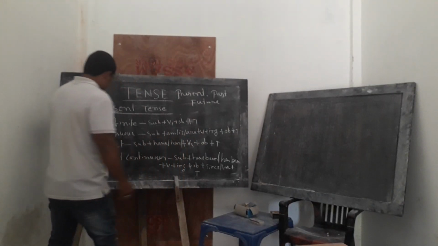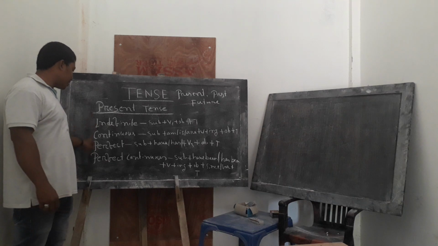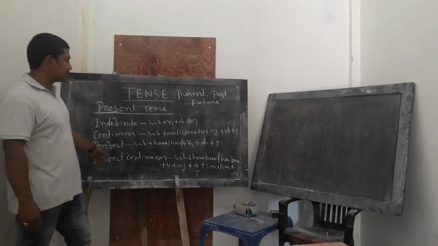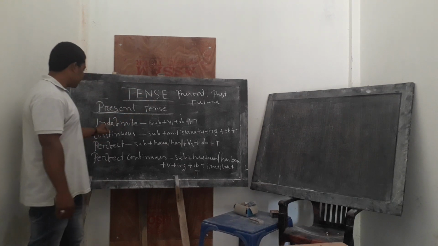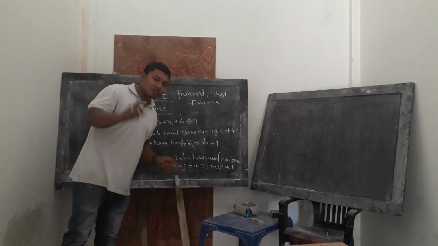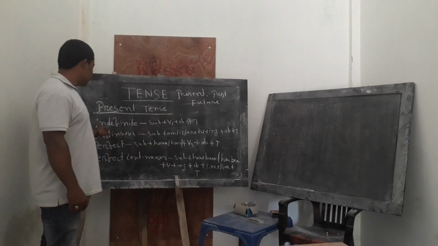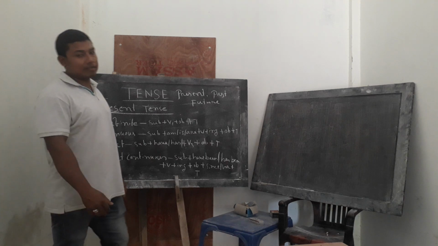Such as the parts of present tense: present indefinite, present continuous, present perfect, and present perfect continuous. In this way, past tense is also subdivided into four parts: past indefinite, past continuous, past perfect, and past perfect continuous. Likewise, future tense is also subdivided into four parts: future indefinite, future continuous, future perfect, and future perfect continuous.